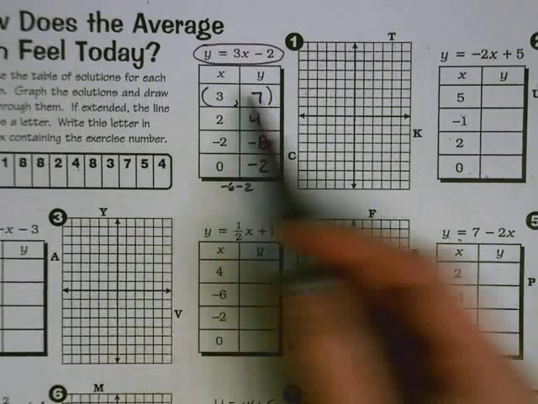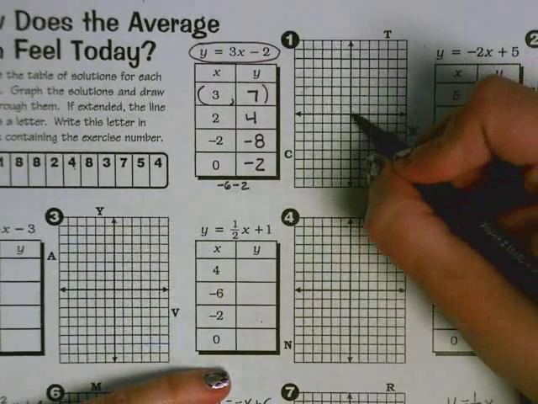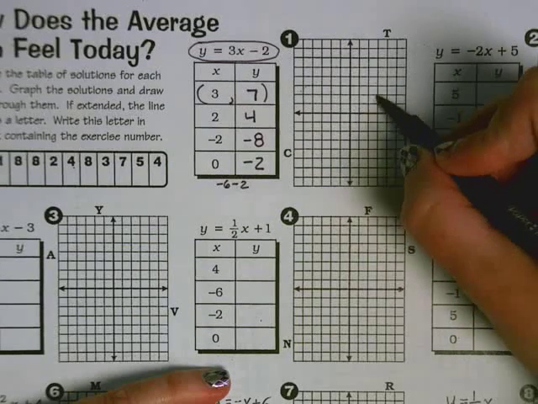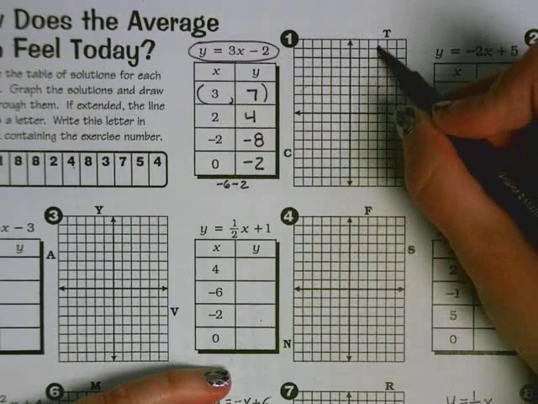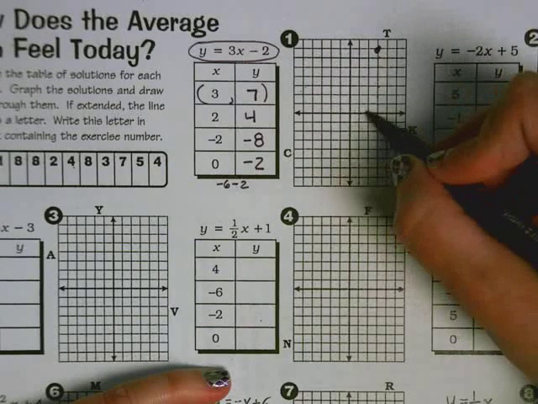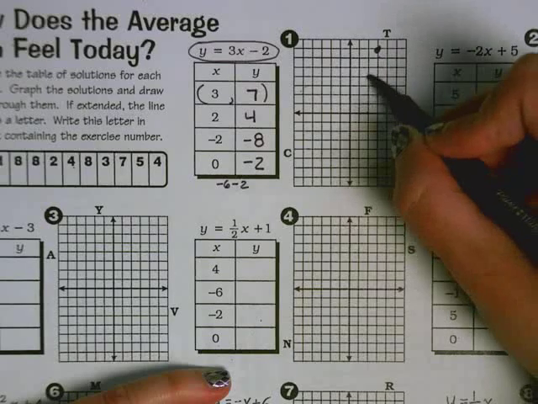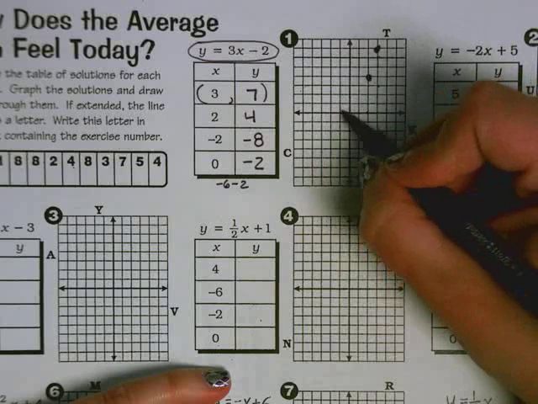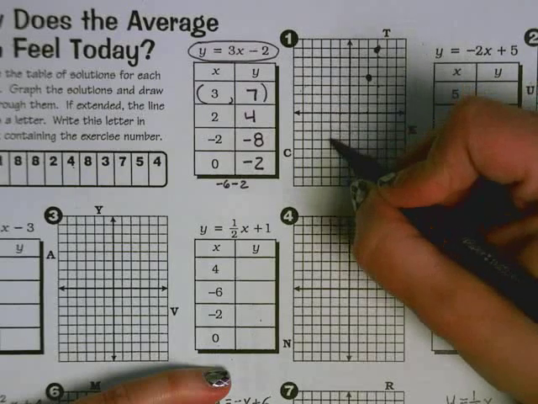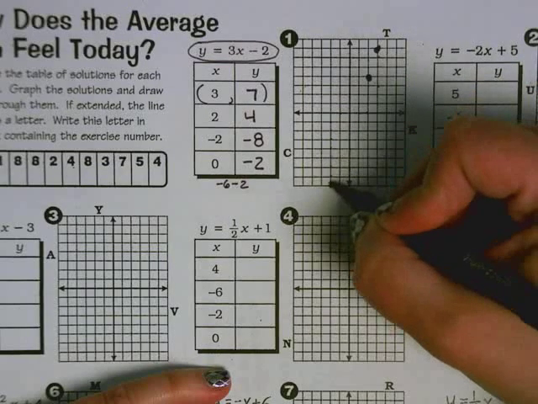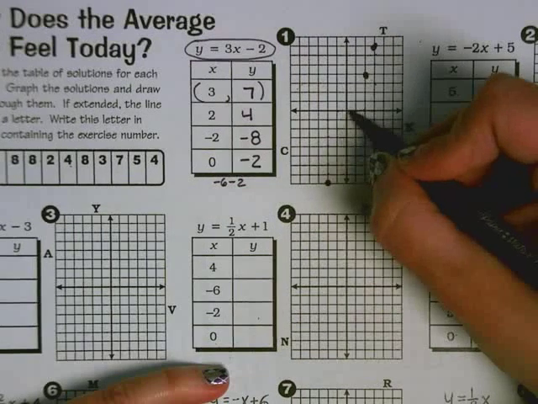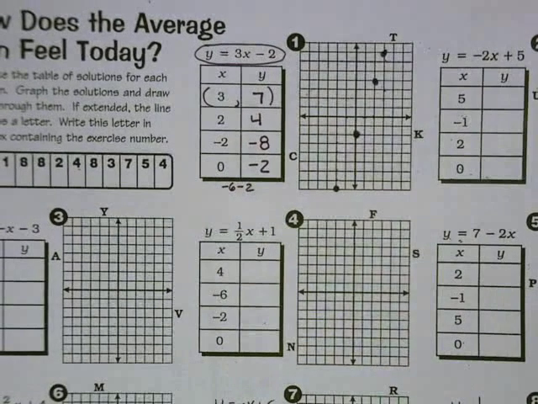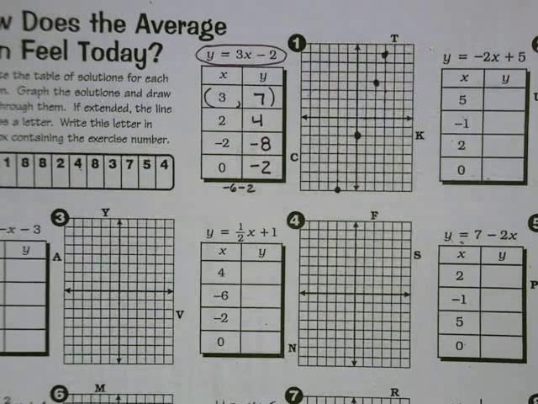Let's graph them and see if it's a linear equation. So 3, 7. Now these aren't numbered, but we can count: 1, 2, 3, 1, 2, 3, 4, 5, 6, 7. 2, 4, 1, 2, 1, 2, 3, 4. Negative 2, negative 8. Okay, so negative 2 is this way, or the negatives. 1, 2, 1, 2, 3, 4, 5, 6, 7, 8. And then 0, side to side 0, down 2. Okay, do those look like they're all going to make a straight line? Yeah, they do. So I'm going to connect those.